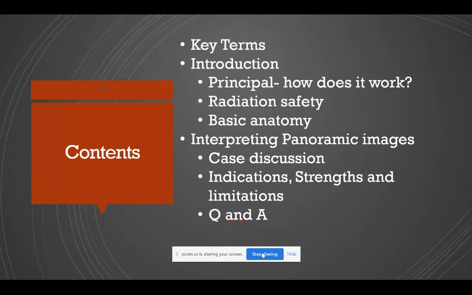We'll be looking at lots of cases. We'll be discussing what we're seeing on those cases. And at the end, we'll look at some indications, strengths and limitations, after which we'll have a Q&A session. Feel free to ask me your doubts even during the presentation. I will try to keep it as interesting and precise as possible, right?